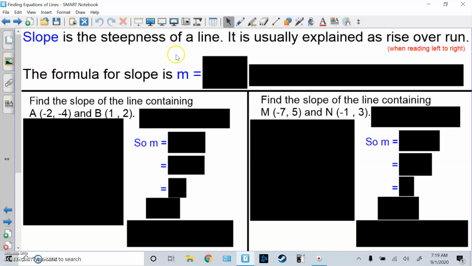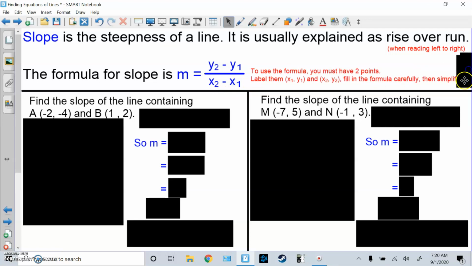So, slope is the steepness of a line. It is usually explained as rise over run, and that's when we're reading from left to right. The formula for slope is m equals y2 minus y1 over x2 minus x1. You might have heard change in y over change in x. To use the formula, you have to have 2 points. You label them x1, y1, and x2, y2. You fill in the formula carefully, and then you simplify.